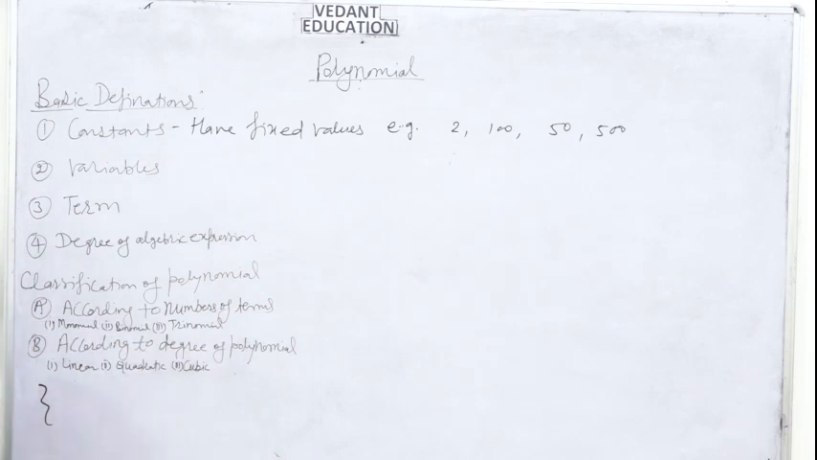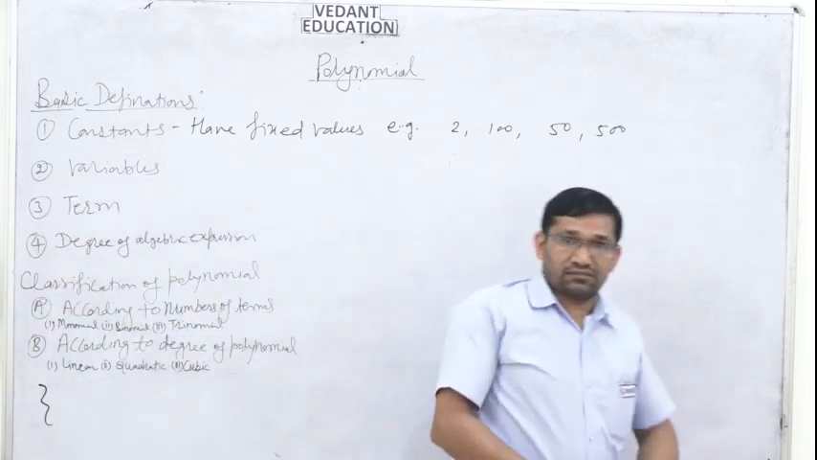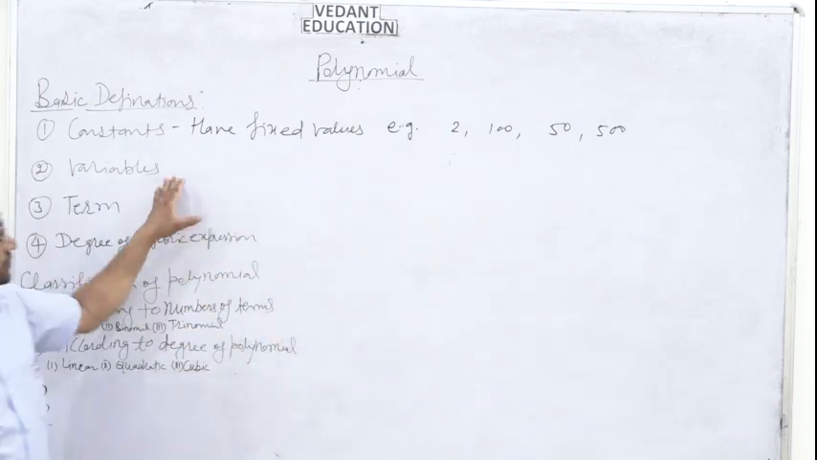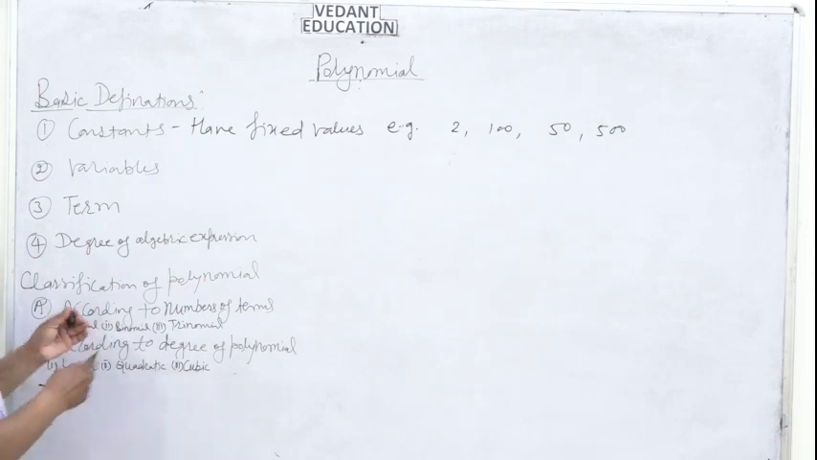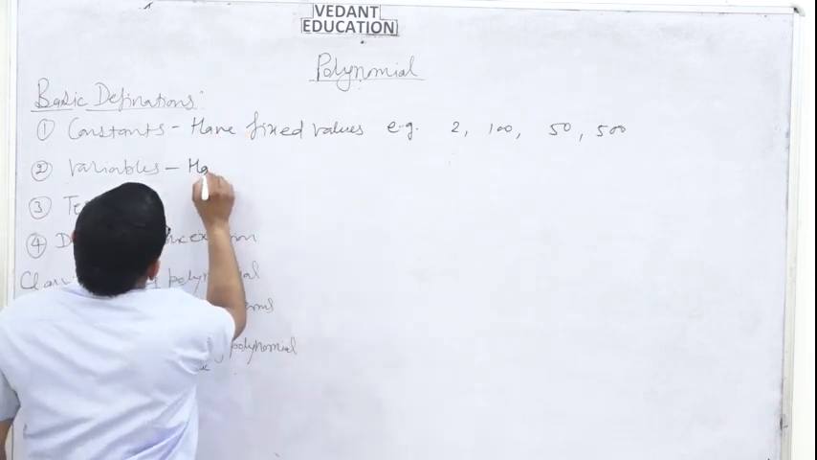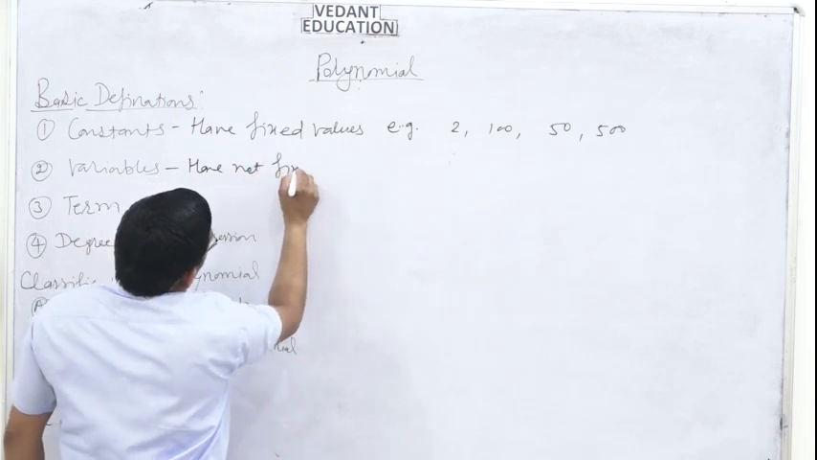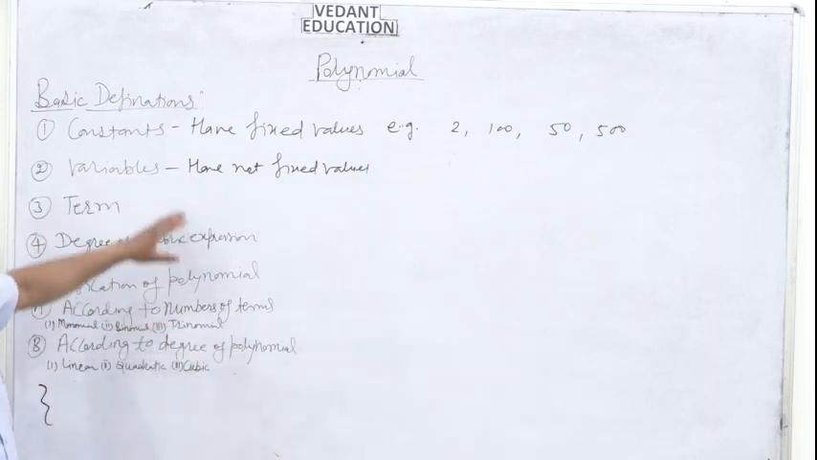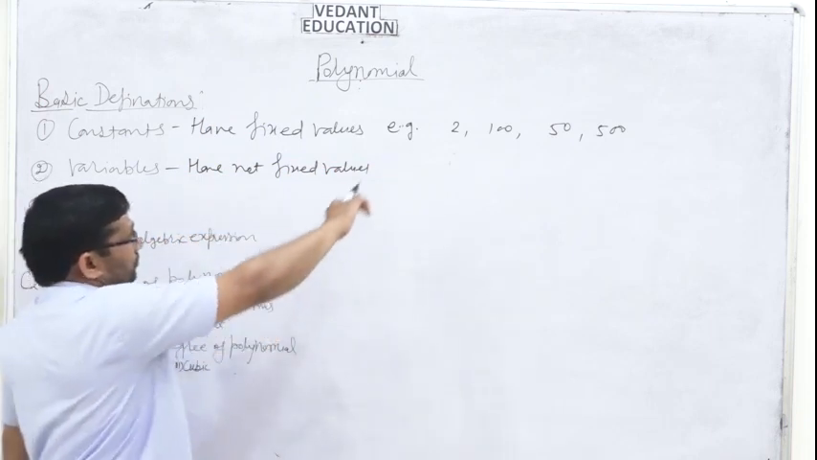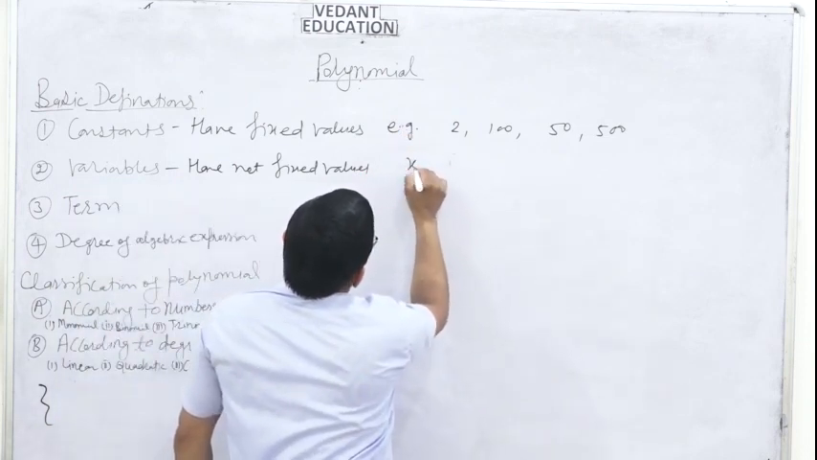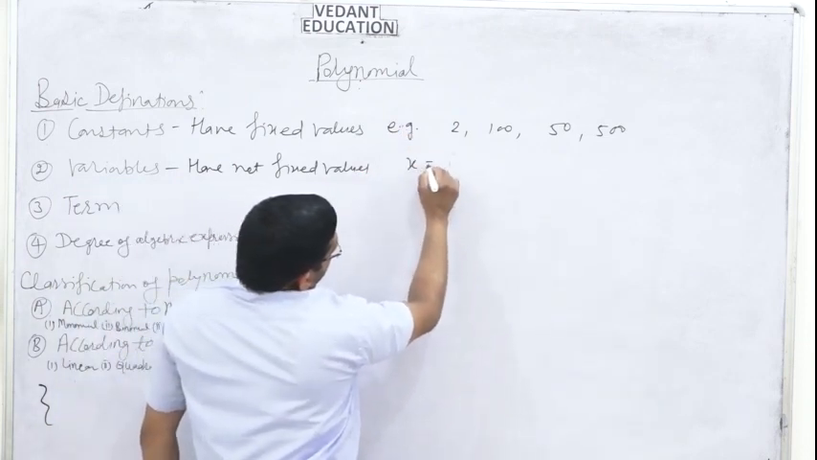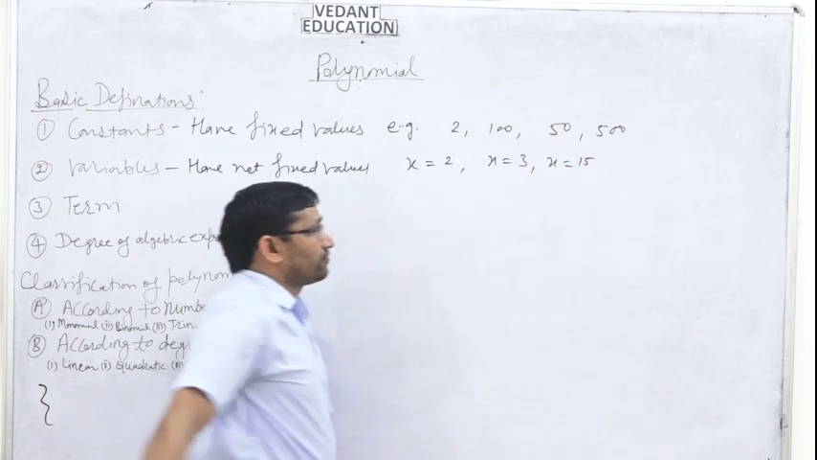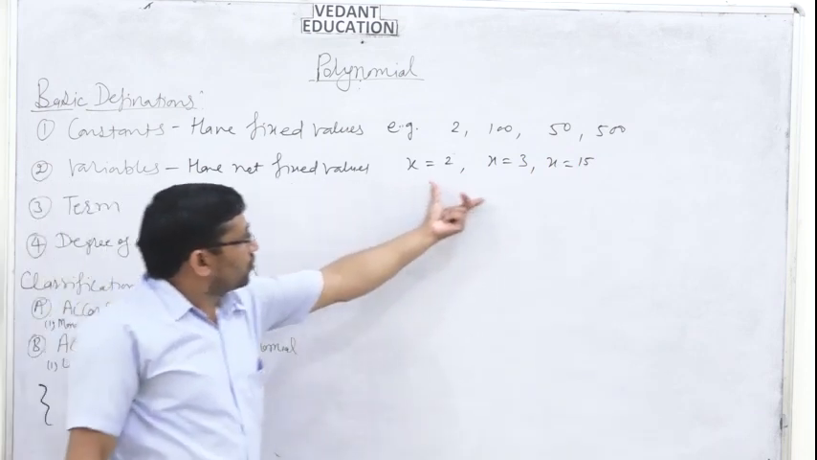Then second is variables. Variables do not have fixed values. It means they change their values. For example, suppose x is any variable. x has value 2, x is equal to 3, x is equal to 15. These all are values of x. X की कोई भी वैल्यू हो सकती है.